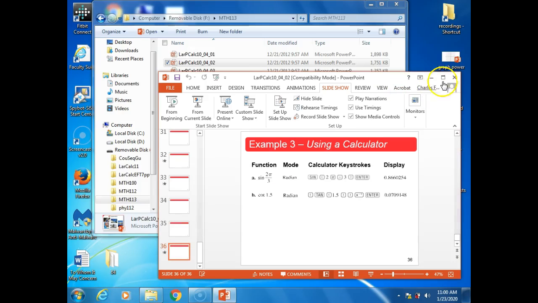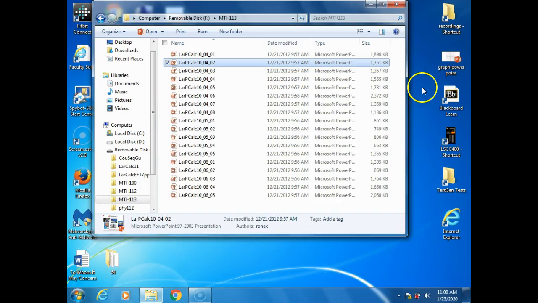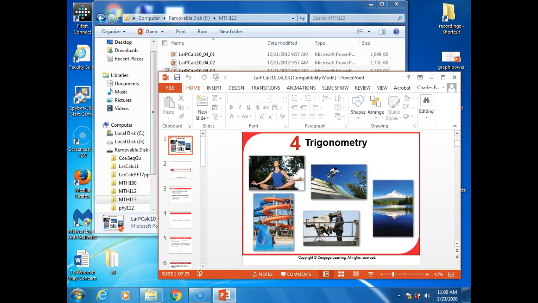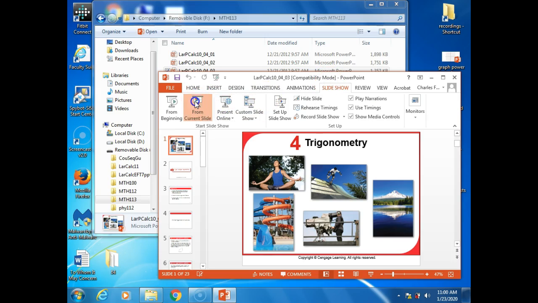Let's go to 4.3. All right, we got what? 15 minutes, right? Takes almost that long for PowerPoint to open. Not quite. Okay, here we go. And we'll go from current slide.